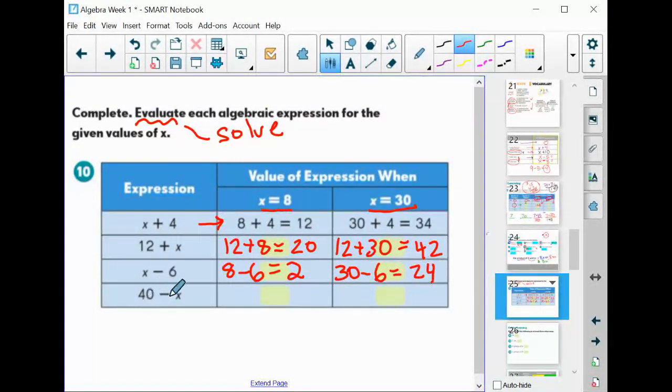And lastly, we have 40 minus x. It's important you keep track of this order and do the same thing. So I'm going to write 40 minus, and then I'm going to replace that with the value of the variable for this column, which is 8. x equals 8. 40 minus 8 is 32. And I'm going to do the same thing over here. 40 minus x, and x is 30. 40 minus 30 equals 10.